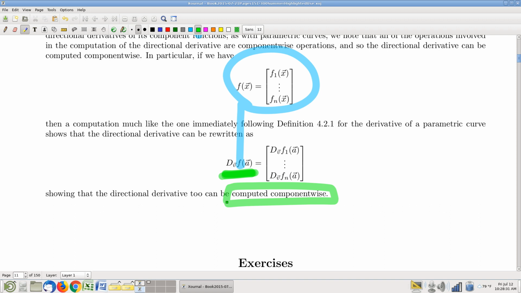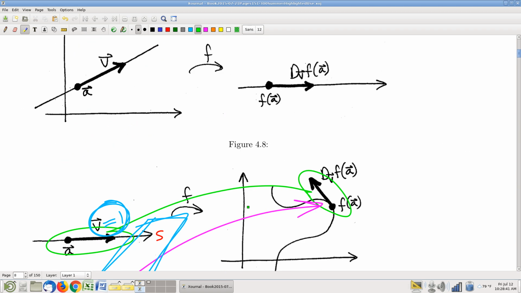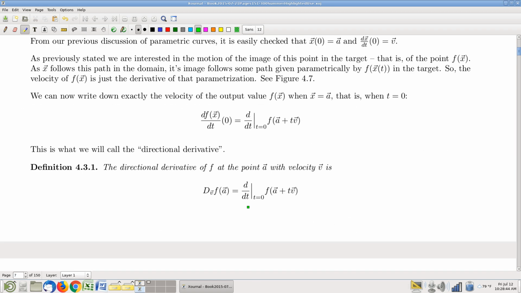And there's a really easy way to see why it is that directional derivatives can be computed component-wise. And that is that directional derivatives, let's go back to our definition, are derivatives of parametric curves. They are literally derivatives of parametric curves after a certain fashion, right? So they're special parametric curves that we set up a certain way. But all derivatives of parametric curves can be computed component-wise. These are derivatives of parametric curves. Therefore, you can compute component-wise. Yeah, everybody good with that?